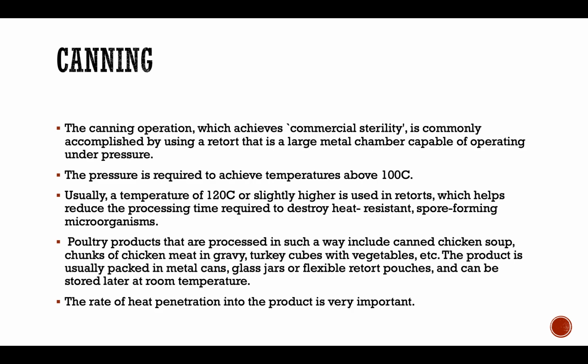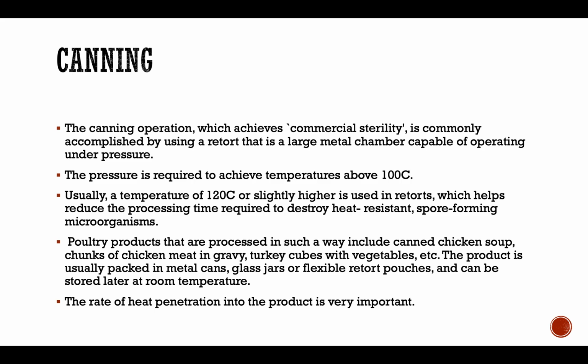Canning. The canning operation, which achieves commercial sterility, is commonly accomplished by using a retort, that is a large metal chamber capable of operating under pressure. The pressure is required to achieve a temperature above 100 degrees centigrade. Usually a temperature of about 120 degrees centigrade or slightly higher is used in retorts. This helps to reduce the processing time required to destroy the heat-resistant spore-forming microorganisms.